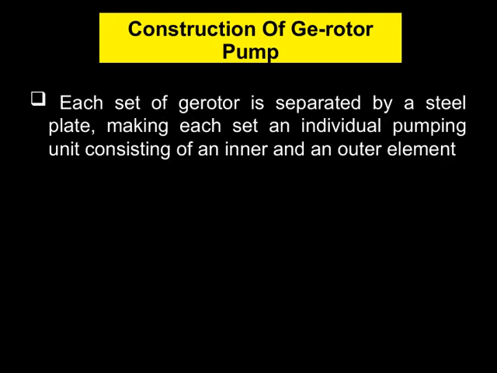Each set of gerotor is separated by a steel plate, which is a crucial detail in the construction. This separation essentially makes each set an individual pumping unit. Now, these units are composed of two main components, an inner element and an outer element. The inner element typically has teeth that engage with the outer element, which also has teeth, but arranged in a way that allows for the pumping action. Understanding this structure helps us see how the gerotor pump functions efficiently.